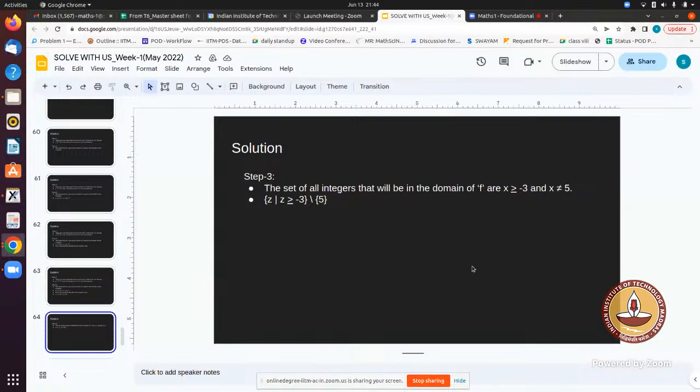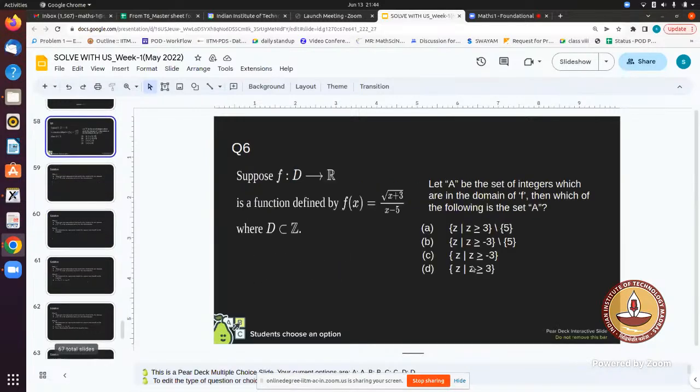Excuse me, sir. Can you also explain the range for the same question? Yes, sir, please. You tell me what is the range of this function. Can we get any real number as an output? That is the first question.